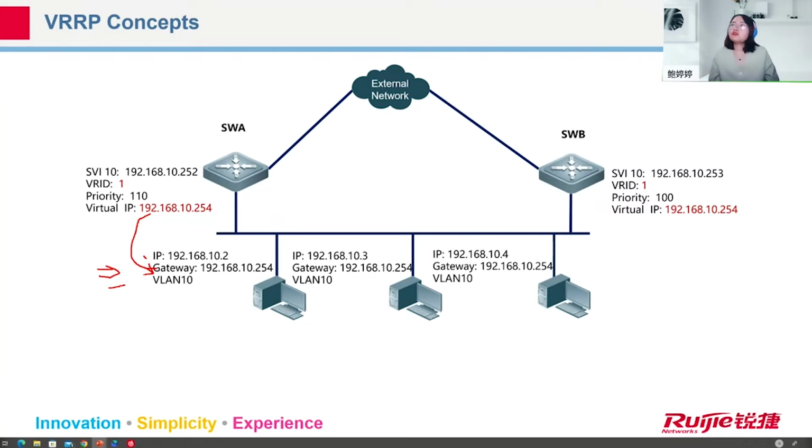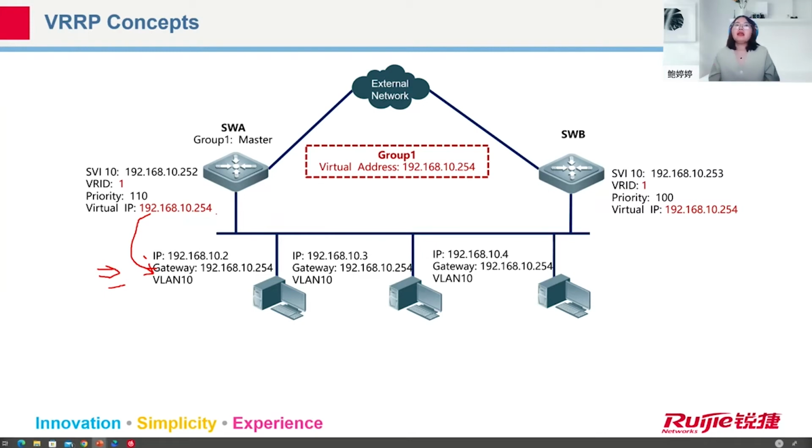So when you configure DHCP in your network, the gateway parameter should also be the VRRP IP address. Okay. Then there is a virtual router, and in group 1 the virtual address is 10.254. This is the main parameter. According to the priority, we select switch A as master and switch B as backup. Of course, in the group you can have lots of devices, but only one device will become the master, and the rest will become backups.